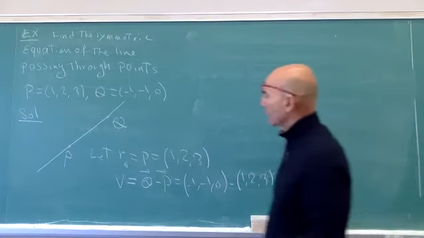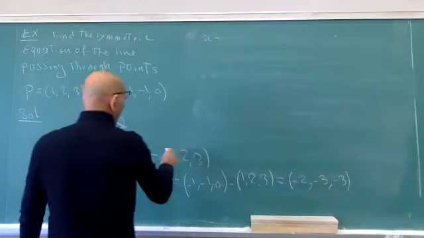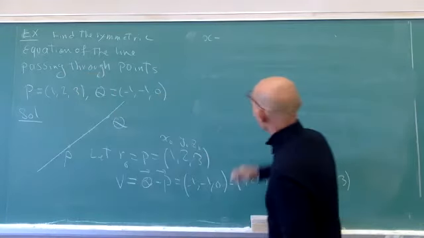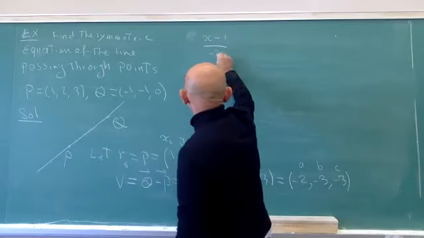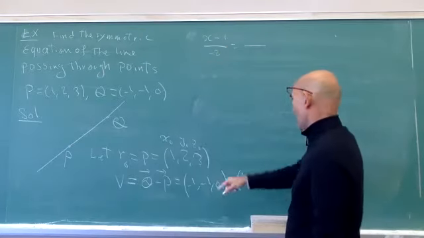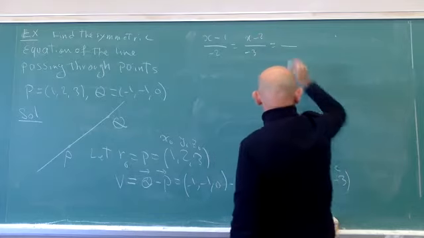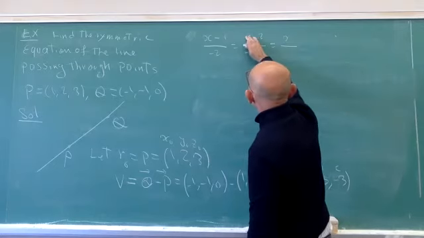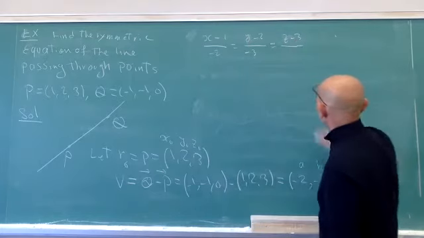Okay, so now I can write the equation in the form x minus x0, y minus y0, z minus z0. So this is (x minus 1) over -2, equal to (y minus 2) over -3, equal to (z minus 3) over -3. Oh, this is y, I'm sorry.